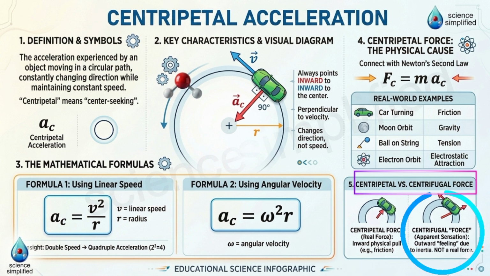It is an apparent outward sensation caused by inertia. Your body naturally wants to continue moving in a straight line while the car changes direction, which creates the feeling of being pushed outward. That concludes our detailed discussion on centripetal acceleration.